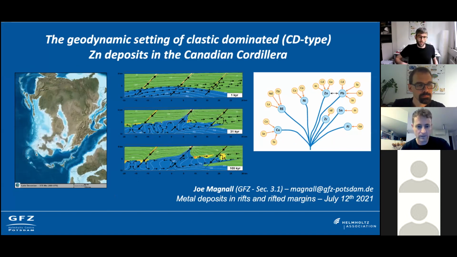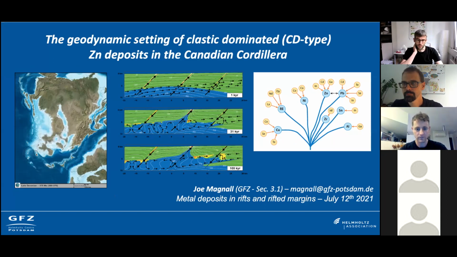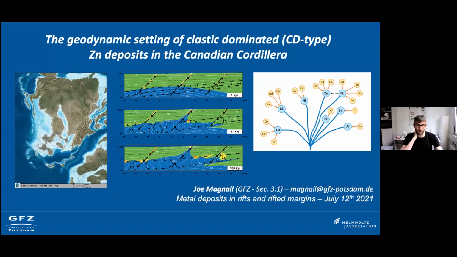Hi, everyone. So in this presentation, I'd like to present what I think are some of the important geodynamic controls on zinc mineralization in clastic-dominated or CD-type deposits that formed along the ancient passive continental margin of Western North America between the Cambrian and late Devonian.